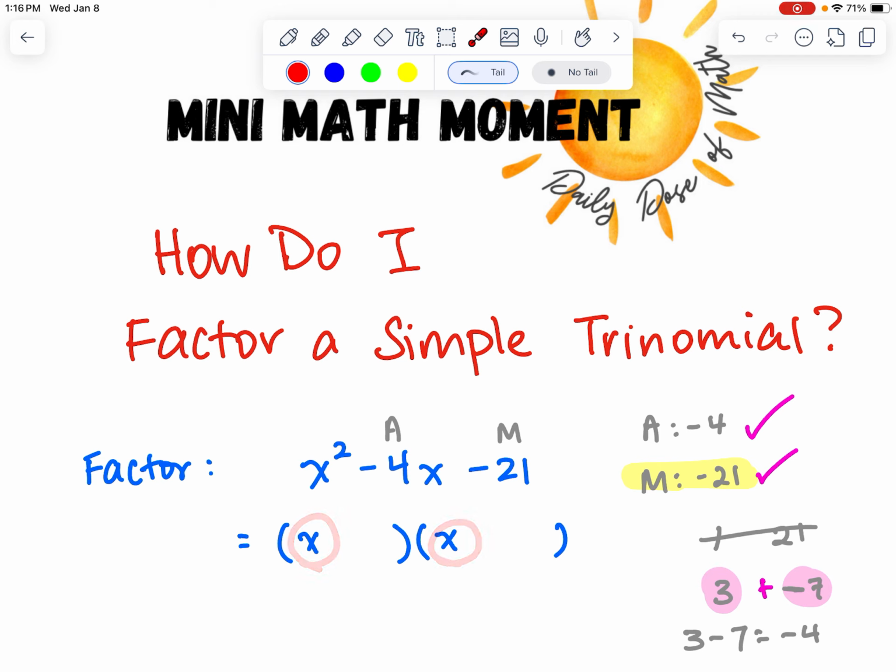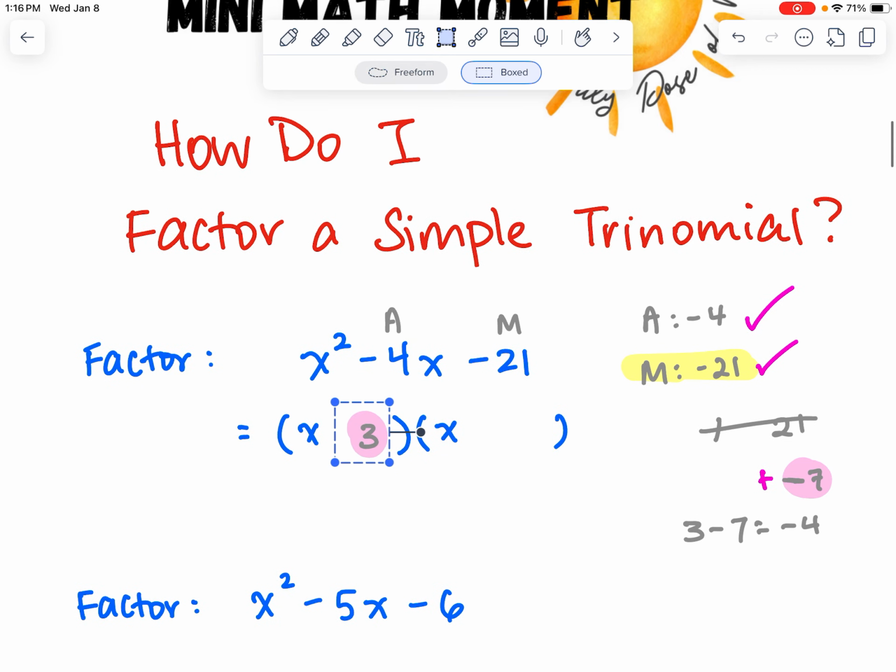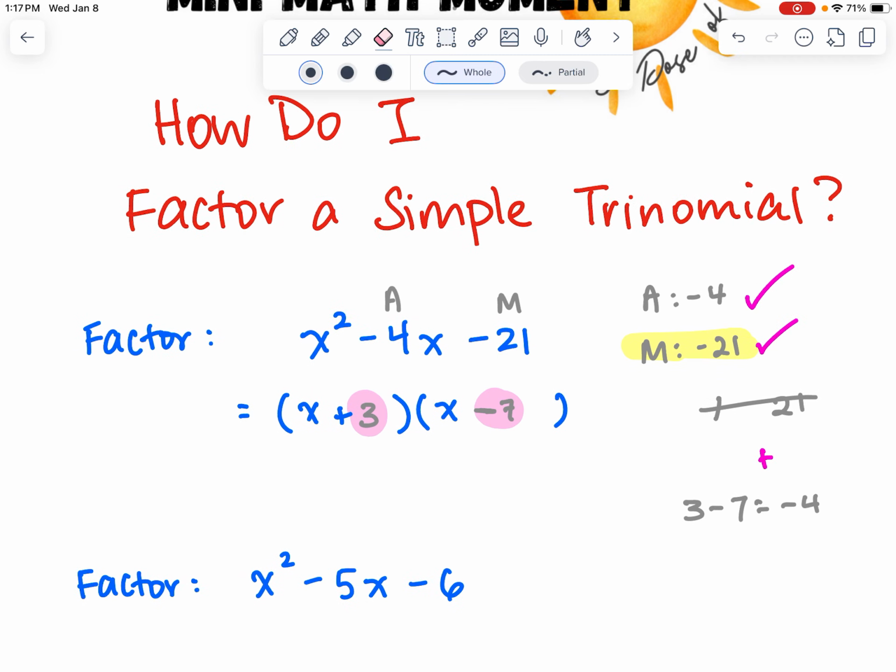Once you have your numbers, factoring is as simple as x and x, and the reason that in a simple trinomial there's an x and an x in the front is because that's what's needed to get your x squared when you FOIL. And then I just take this number and I put it in here. It needs a plus sign. And then I take this number and I put it in here. And that's my answer.